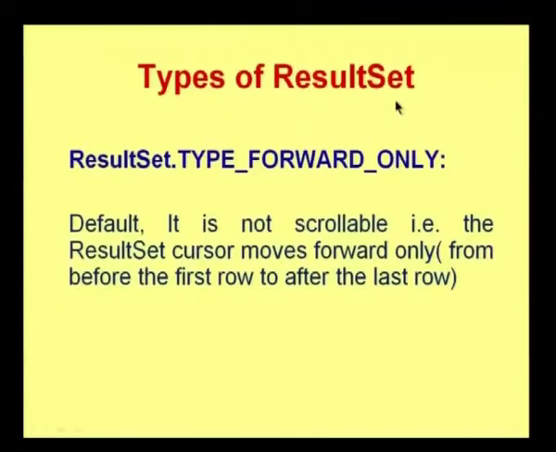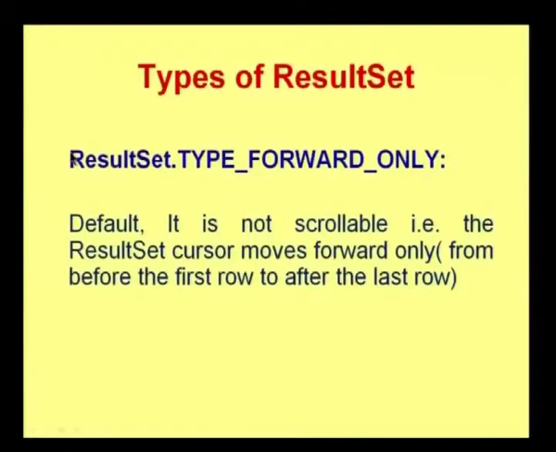We can have a look at what are all the types of result set we have. One is ResultSet.TYPE_FORWARD_ONLY. This is the default. By default, it is not scrollable, that is, the result set cursor moves forward only, from before the first row to after the last row. It means that in the case of the type forward only result set, I am setting a property of my result set to be type forward.